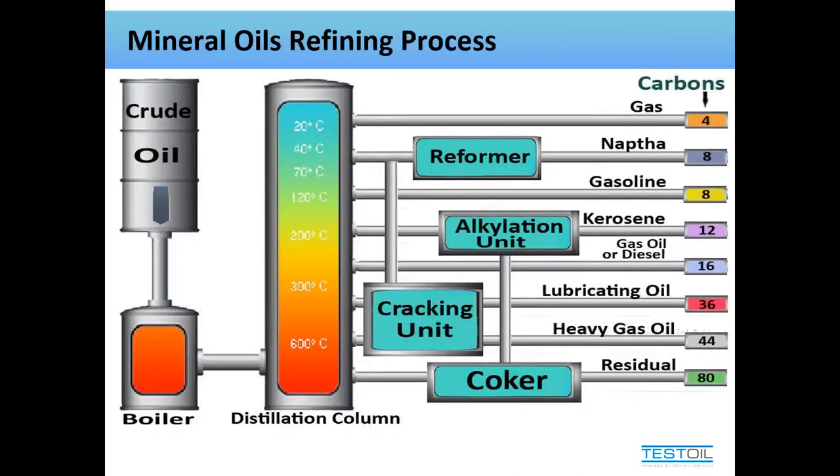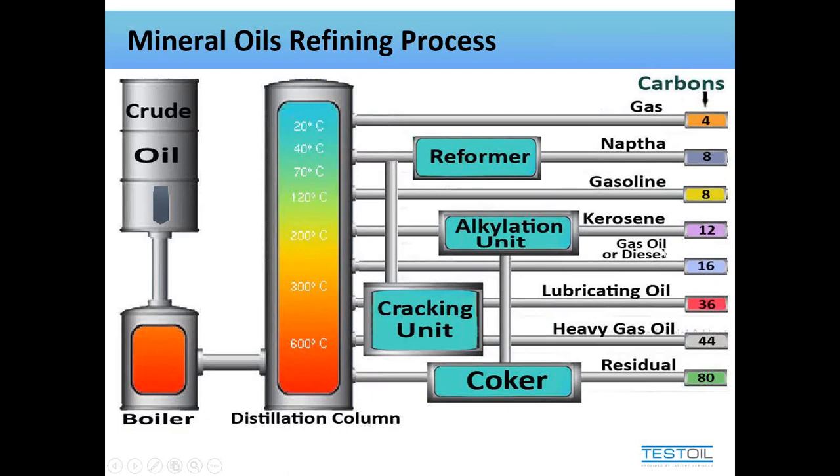Mineral oil refining process. If you never knew how mineral oils were made, you start here: you pull the crude oil out of the ground, you start to heat it up, and at different temperatures, you start to release different products. Lowest temperature here is 20 C, you start to get gas. You get naphtha gas, and at about 90 to 100 degrees Celsius, you start to get gasoline. You keep heating that stuff up, you start to get kerosene.